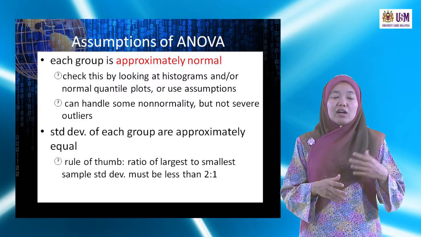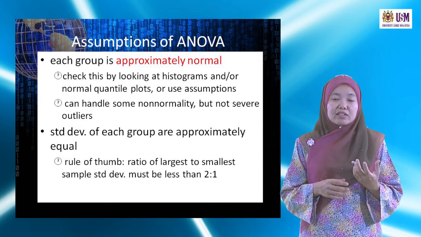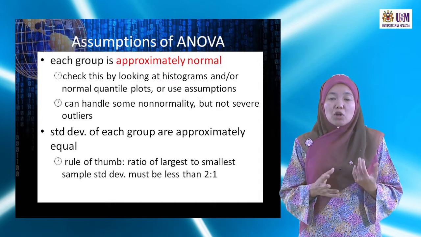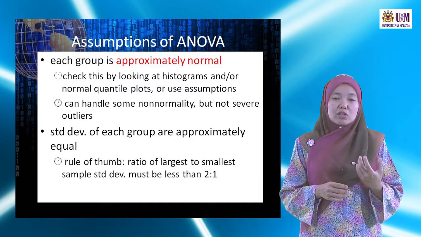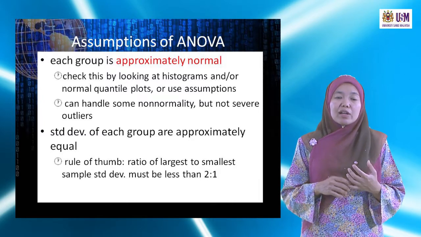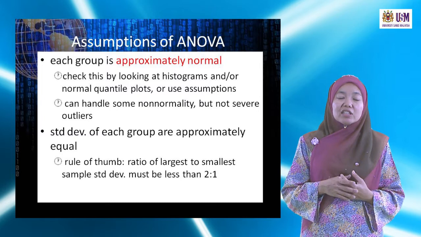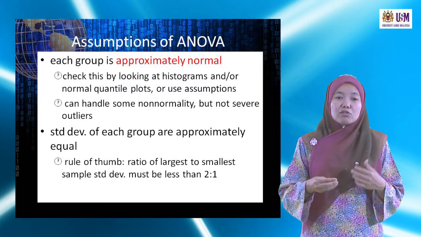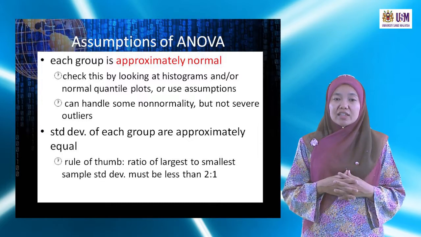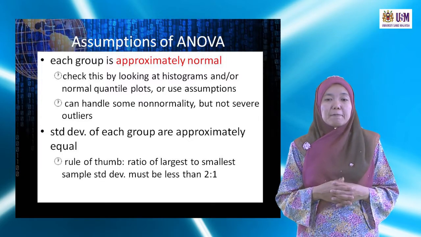Another way is, if you come across some non-normality, it's also possible to approximate into normal distributions, but not in the case of severe outliers. If you are doing actual research with data, you need to handle the case of outliers. You need to take them out, basically.